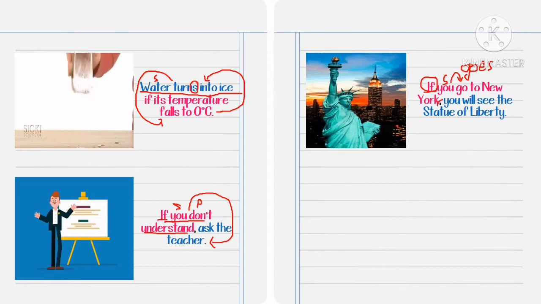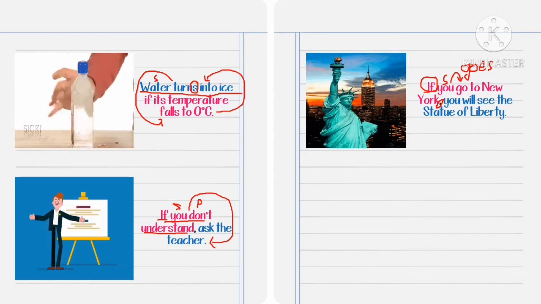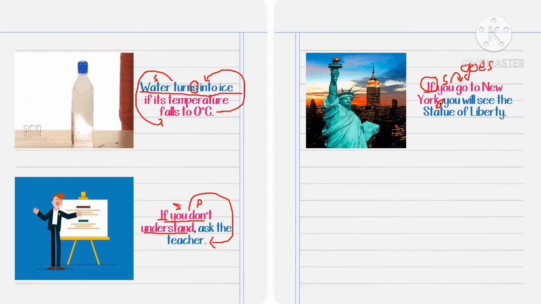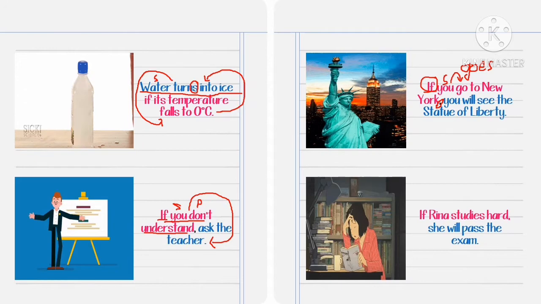If you go to New York, followed by a comma. Kapag nauuna ang if clause natin, kailangan ang kasunod ng if clause ay comma, followed by main clause. What will happen if you go to New York? So, makikita mo, you will see the Statue of Liberty. Next.